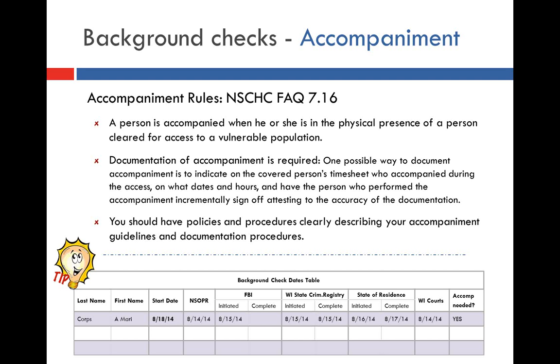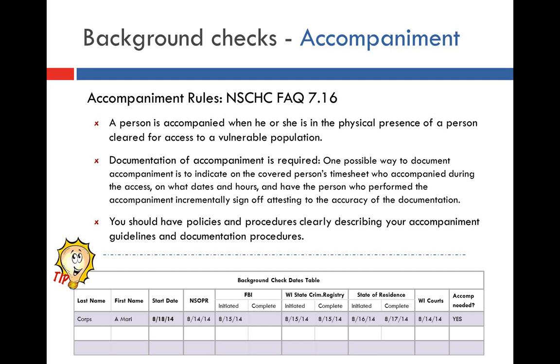That means that she or he needs to be in the physical presence of a person who is cleared for access to vulnerable populations. This looks different. It could be a site supervisor. It can't be another member though. But the big thing with accompaniment is it has to be documented. Whenever I've seen disallowance come from accompaniment, it's because people just said, oh, well, it's just part of our program. They're always with someone. But the fact of the matter is it has to be documented. It has to be written down.